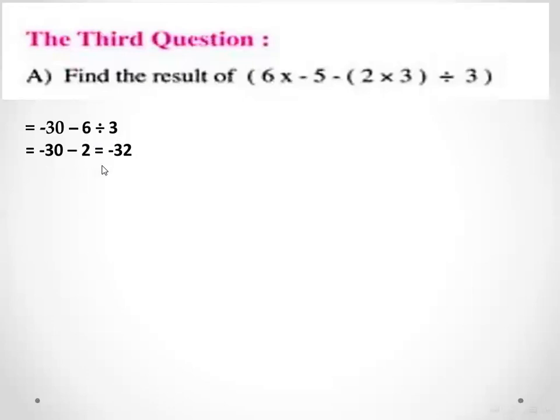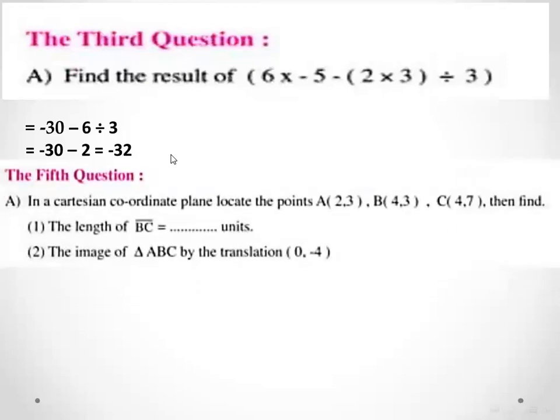Negative 30 minus 2. Imagine you have a plus here: negative 30 plus negative 2. Same sign, keep and add. Keep the sign and add the numbers. My answer is going to be negative 32.